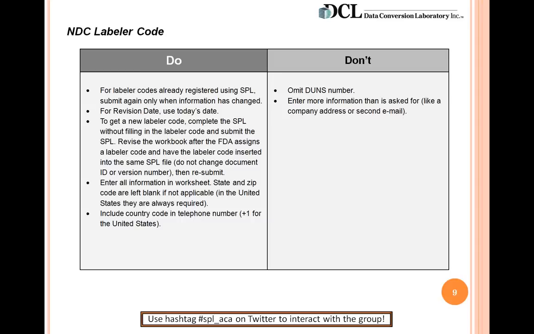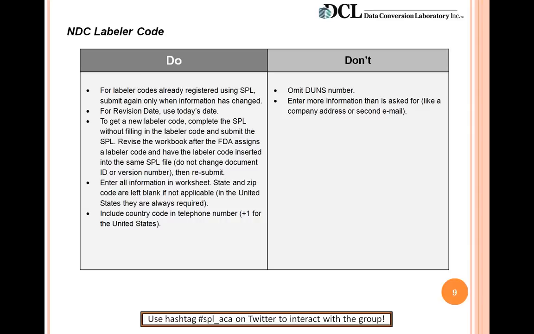If contact information changes or if it's assigned to a different company, then you need to file a revision. For revision date, we suggest use today's date. To get a new labeler code, you complete the SPL without filling in the labeler code and submit the SPL. Once you get the labeler code, then you take that exact same file. Don't change anything in the file. Just add the labeler code that you've been assigned and resubmit it, and you should be good to go.